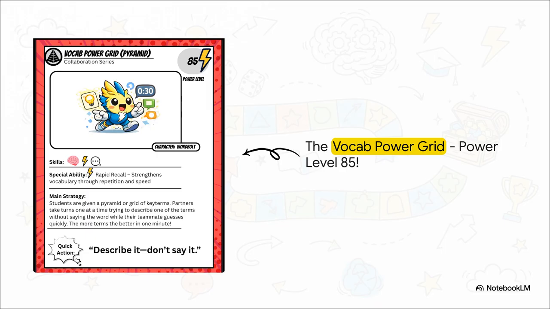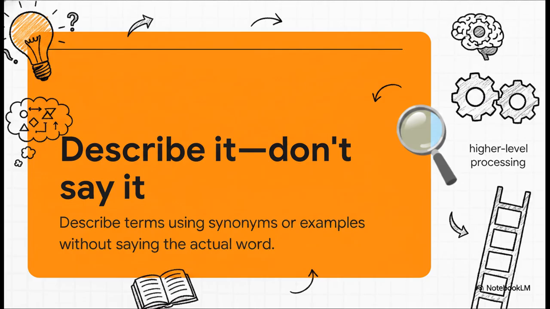It totally forces students to quickly retrieve and synthesize their content knowledge, and they have to do it under a strict time limit. It takes vocabulary review and turns it into a team sport. And what's brilliant about that is it lowers academic anxiety while leveraging peer interaction to really lock in that memory retention. Now, if there is one absolute golden rule to remember, it's this: describe it, don't say it.